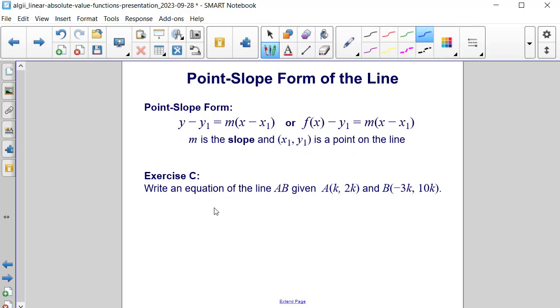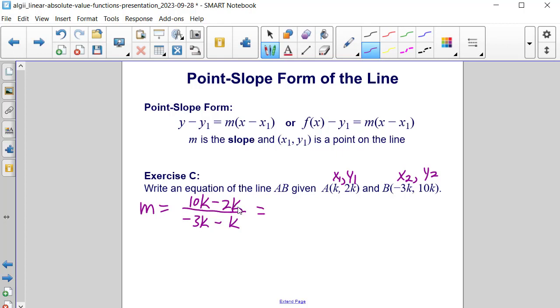Here's exercise C. Write an equation of the line AB, given that point A passes through the point (k, 2k), and B passes through the point (negative 3k, 10k). Well, the first thing that we need to find is the slope of this line. So we have our 2 points, (x1, y1) and (x2, y2). So we'll do y2, 10k, minus y1, 2k, all over x2, negative 3k, minus x1, which is just k.